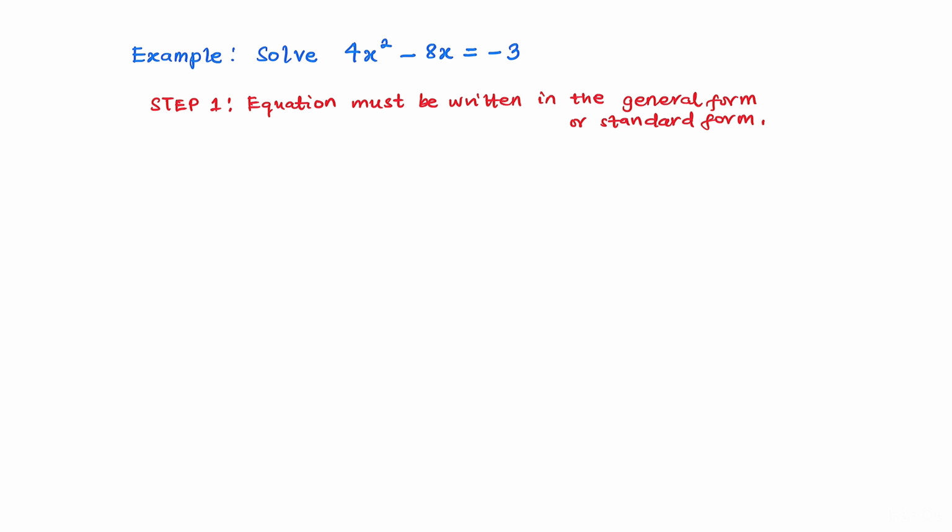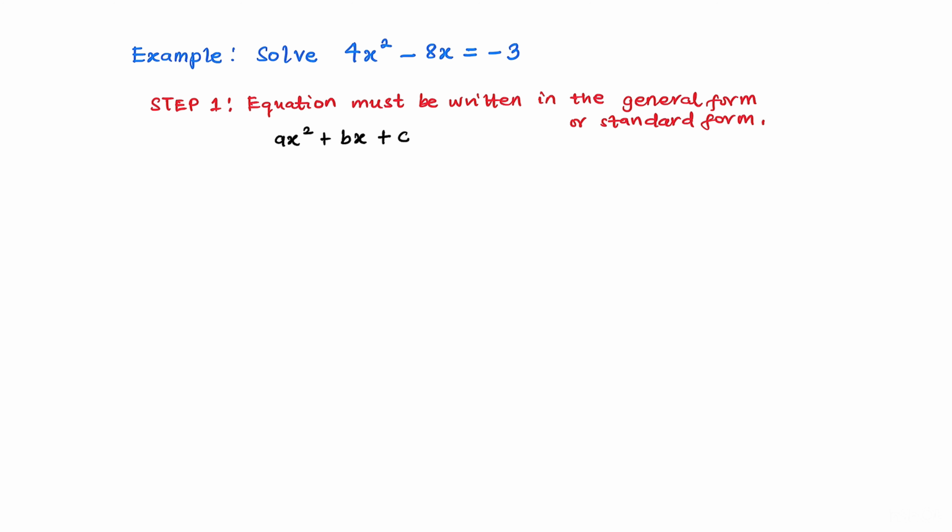What is the general form, or what do we mean by a standard form? It simply means we have to have something like ax squared plus bx plus c equals 0. Once we have the equation in this form, then we can determine the value of a, determine the value of b, and determine the value of c correctly without having any issue. So let's go back to the example.